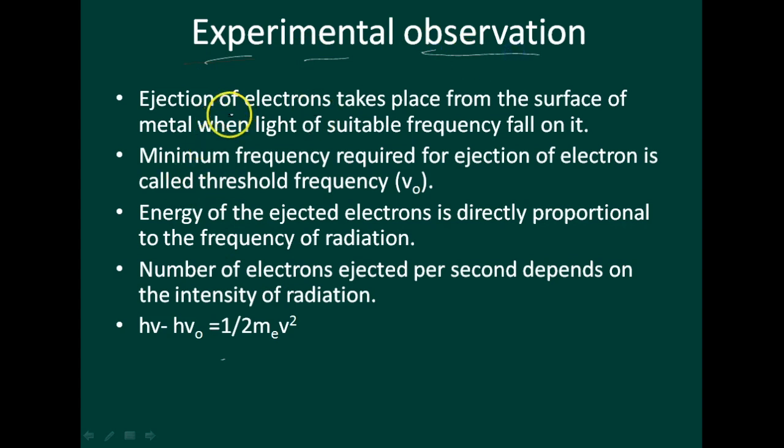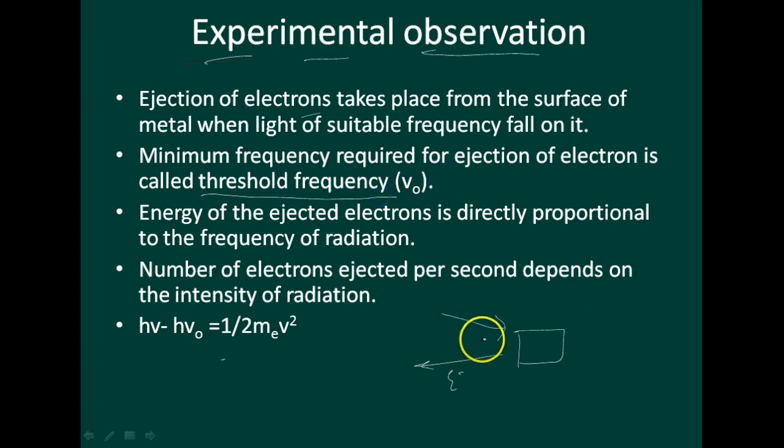Experimental observation: ejection of electrons takes place from the surface of the metal when light of suitable frequency falls on it. Just consider this as a metal surface. When light is incident on it, electrons are ejected from that metal surface. The minimum frequency required for ejection of electrons is called the threshold frequency.